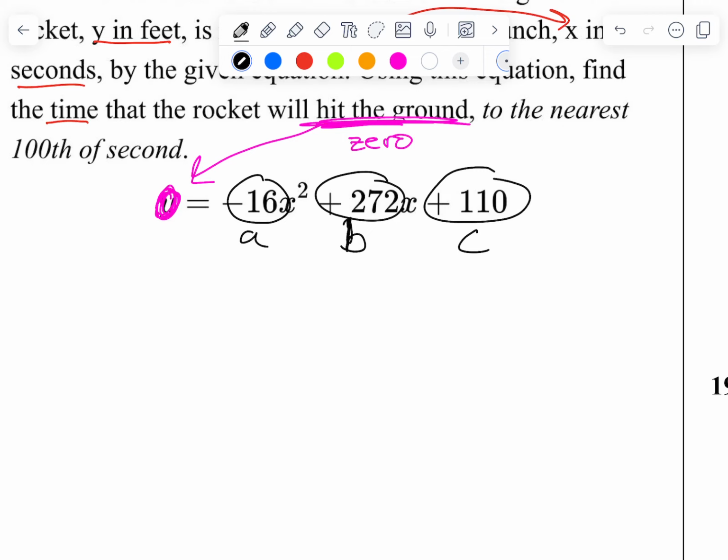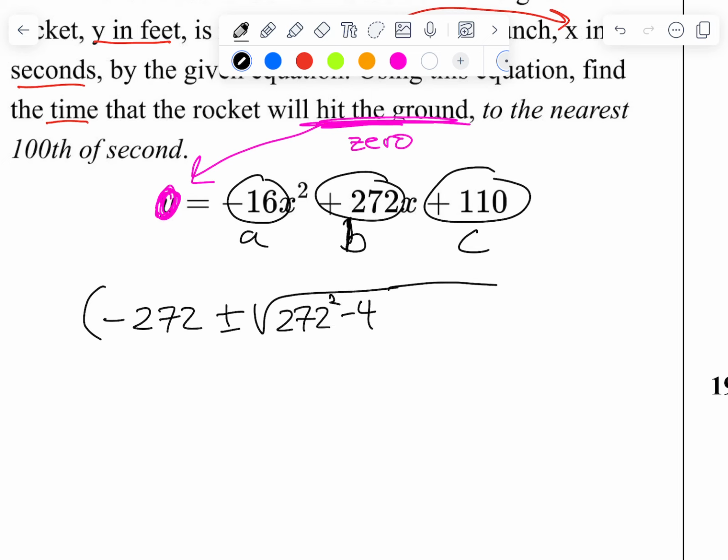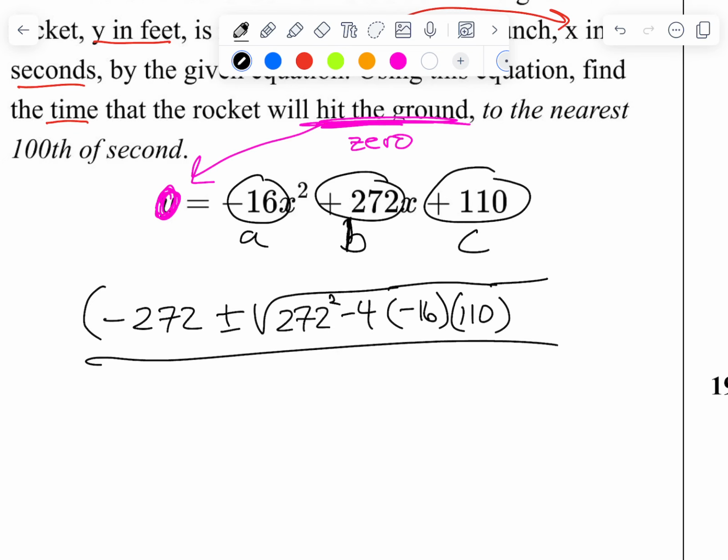So I'm going to run the quadratic formula and let the calculator do the work. So this is going to be -272 plus or minus the square root of 272 squared minus 4 times A times C all over 2 times -16. And I'm just going to let the calculator figure this one out. I think I can do it right here.